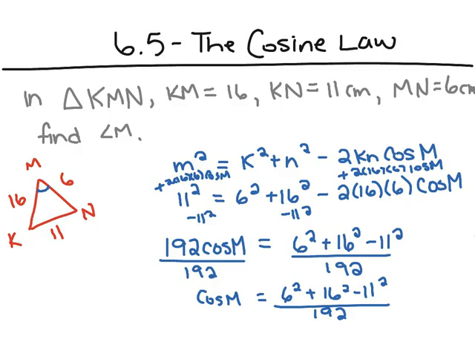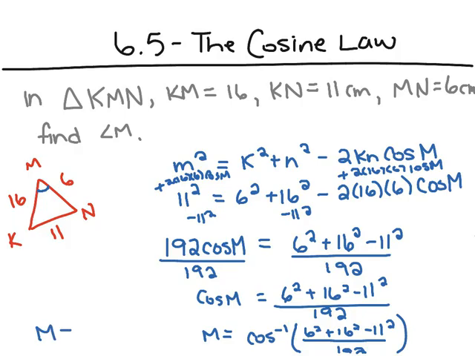And we want to find angle M, so we're going to go M is equal to cos to the negative 1 of 6 squared plus 16 squared minus 11 squared divided by 192. And if you type this into your calculator to the nearest degree, M equals 27 degrees.